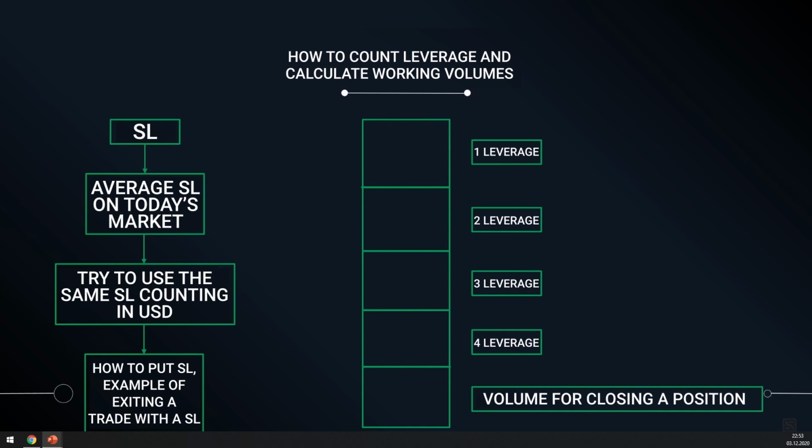So what do I mean? For example, for now, the average day risk for a scalper, the day risk for his deposit, is something like 10%. So if your deposit is $100, the risk will be $10 a day. So you cannot allow yourself to lose more than $10 a day. So we have to count the average stop loss on today's market in dollars, which I recommend you to do.